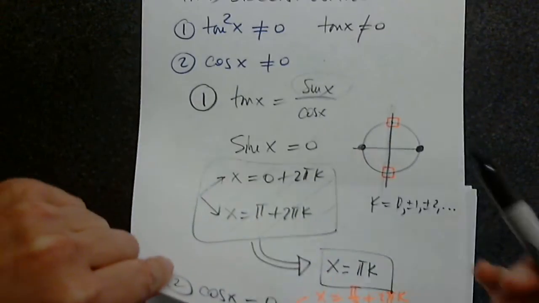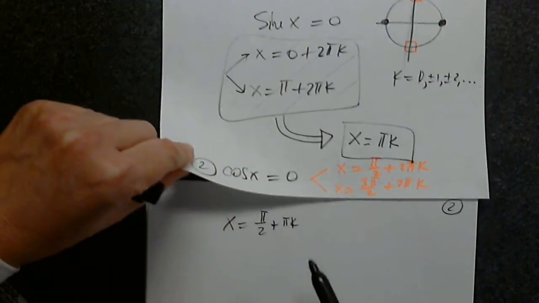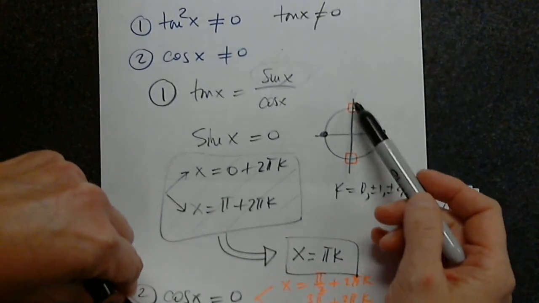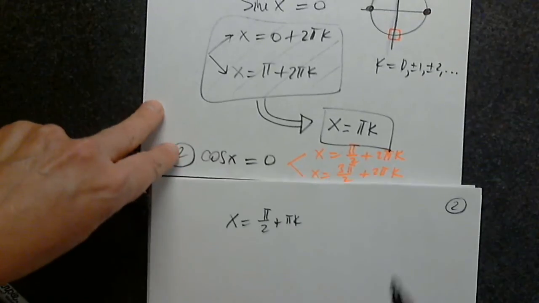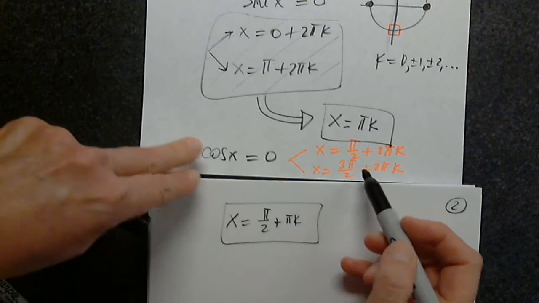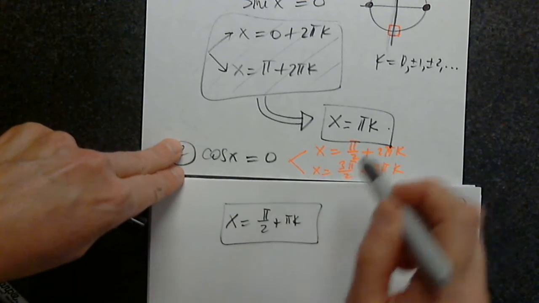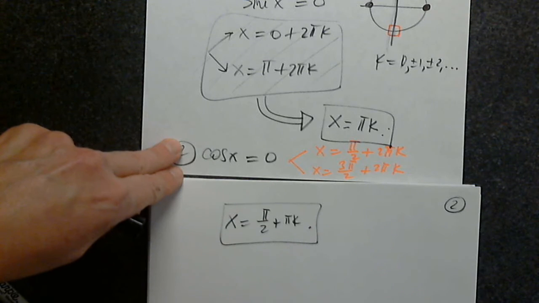When k is 0, I get this. When k is 1, I get this plus pi. When k is 2, I get this plus, and back here. Yes. So this is the condensed form of this. And now I have to put these two together.